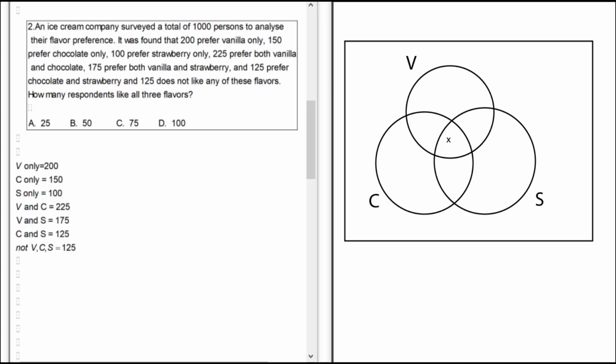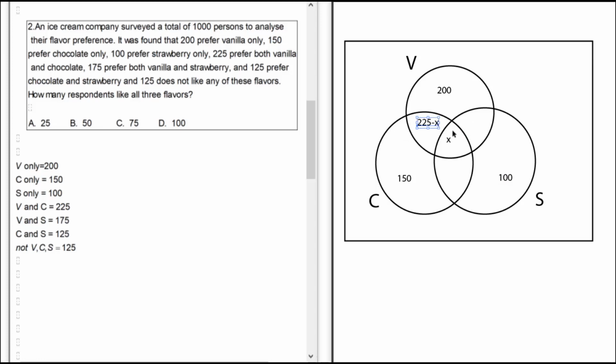We have V only is 200, so that means here is 200, and then C only is 150, so we can put 150 right here, and S only is 100, and we know that V and C is 225. That means the area in this region is 225. But since we know that this part is X, we can see that this part must be 225 minus X.